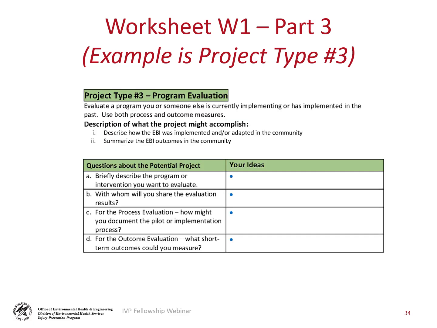For project type 3, the project focus is on evaluating a program. It could be a program you are implementing currently or in the past, but it could also be a program that someone else has implemented and you will simply be evaluating it. Read the description of what the project might accomplish, and then answer the questions in the table, which will help you think about the people with whom you might share the evaluation results and how you might document the program activities to inform a process evaluation. It also asks you to think about short-term outcome measures.